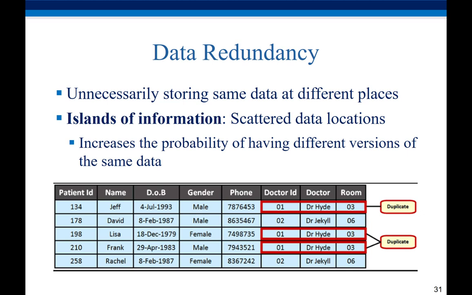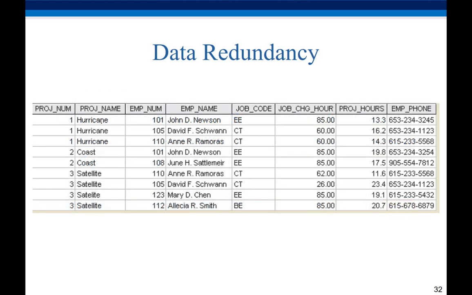And the problem with this is if Dr. Hyde decides to change his name, say Dr. Hyde is a female, and she marries Dr. Smith, well, you have to change Dr. Hyde into Dr. Hyde-Smith for patient 134, 192, and 210 instead of one time. Same thing with the room. Maybe he moves rooms. So we don't want to do that. Again, here's more information on data redundancy, how the information is kept, the employee's phone, many duplicates, and so forth. We don't want to have it.